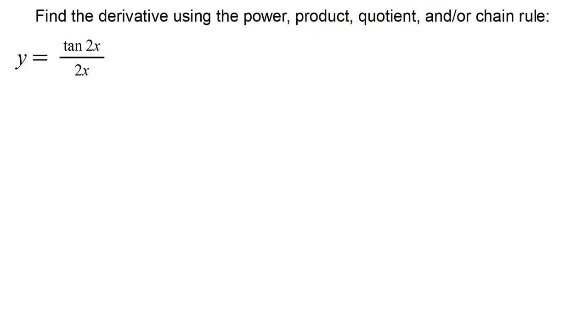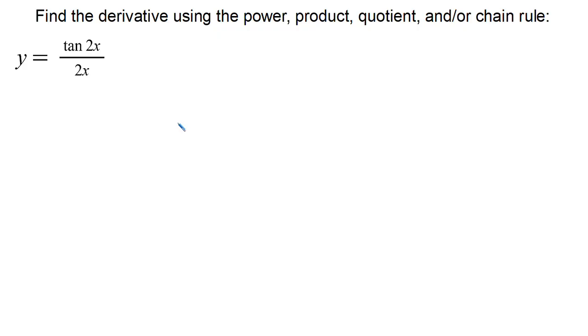For this next one, we've got tangent 2x over 2x. And one of the most common things I see happening here is people say this equals 1, and then dy dx is 0. Well, no, that's not true. Tangent of 2x over 2x is not equal to 1. The limit as x approaches 0 of that is equal to 1, but that doesn't just mean that the function itself is always equal to 1.